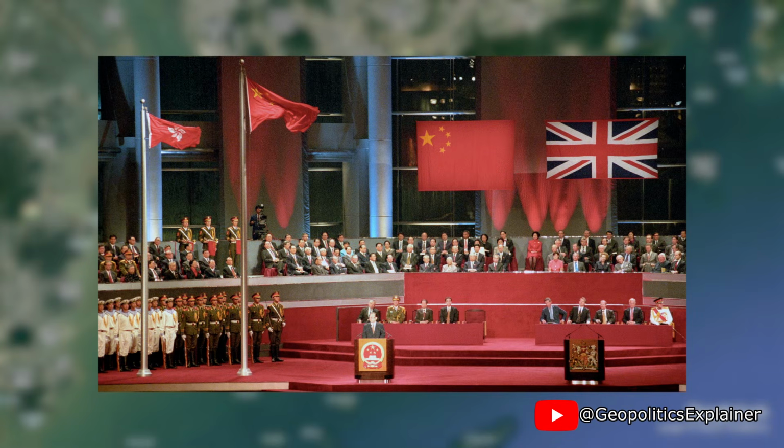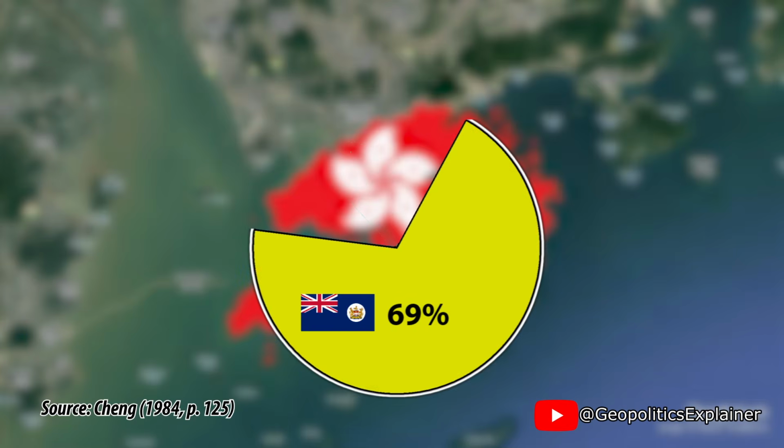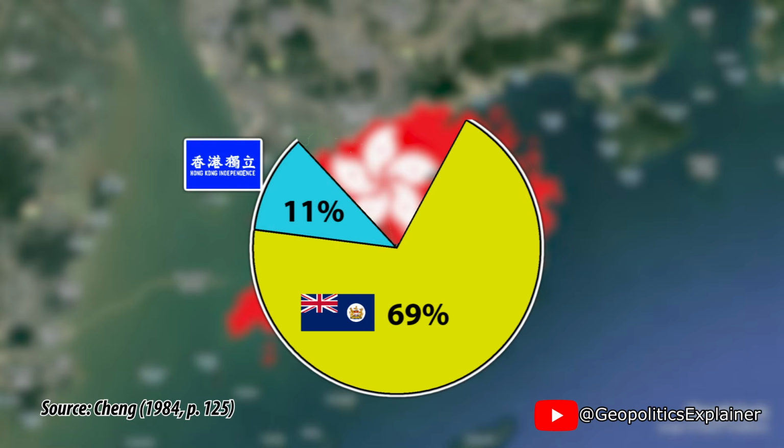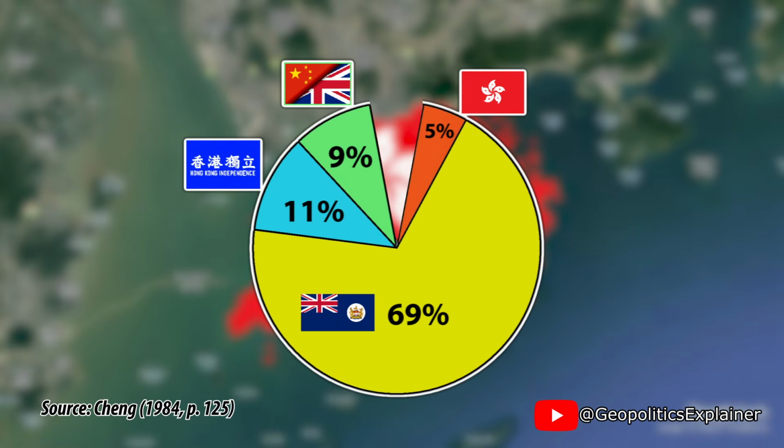A survey conducted in 1984 showed that 69% of Hong Kong preferred the status quo, which was the British rule. 11% wanted Hong Kong to be an independent country, 9% wanted to remain under British administration with Chinese sovereignty, 5% preferred Hong Kong to be a special economic zone of China, 3% wanted Hong Kong to be returned to China, and the other 3% said they didn't know what they wanted.